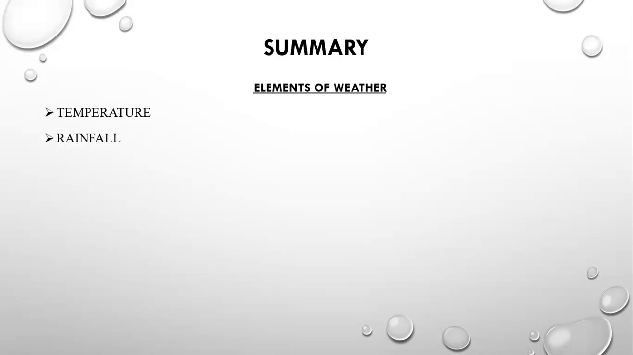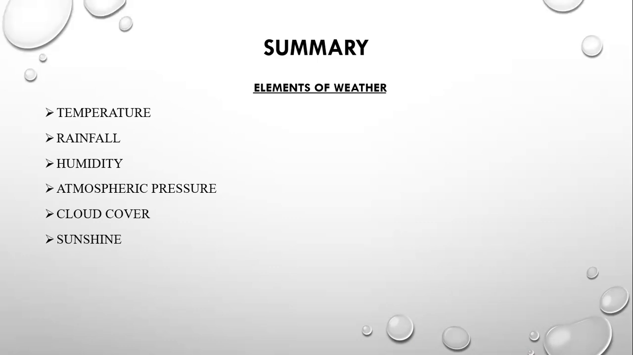Now, in summary, the elements of weather include temperature, rainfall, humidity, atmospheric pressure, cloud cover, sunshine, and wind direction and speed.